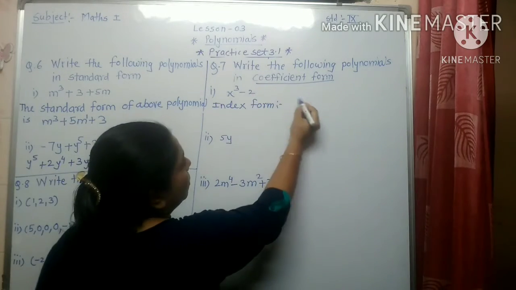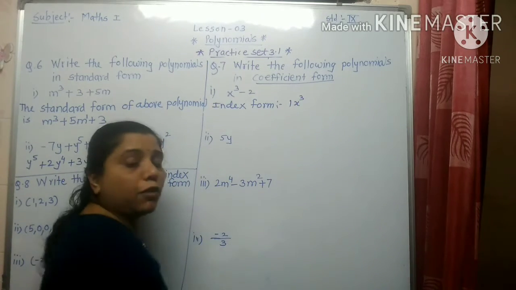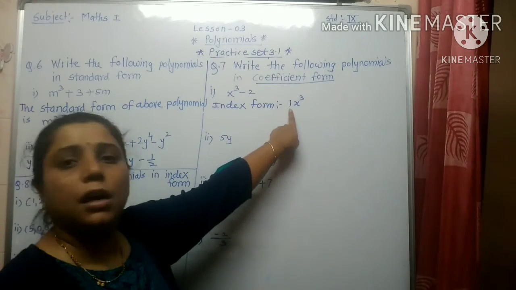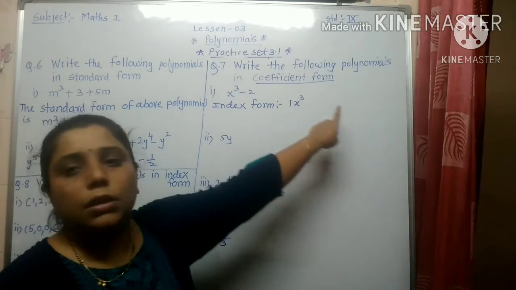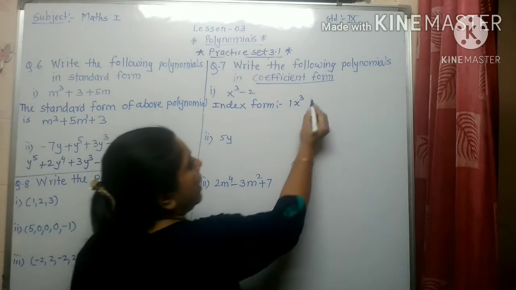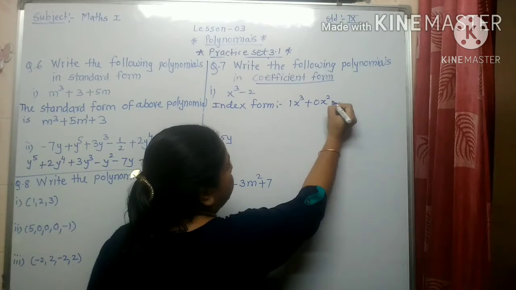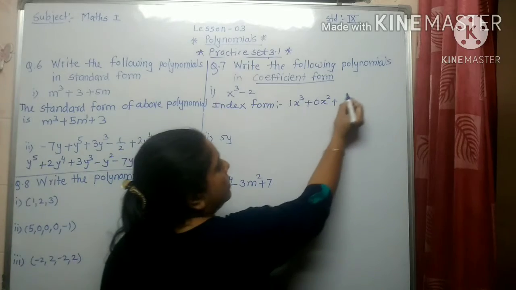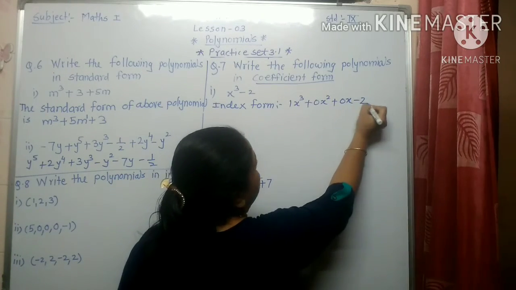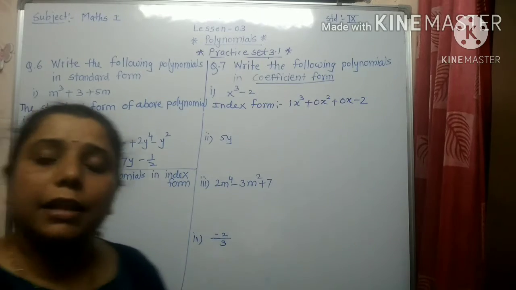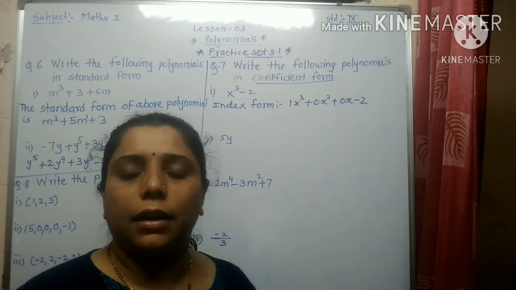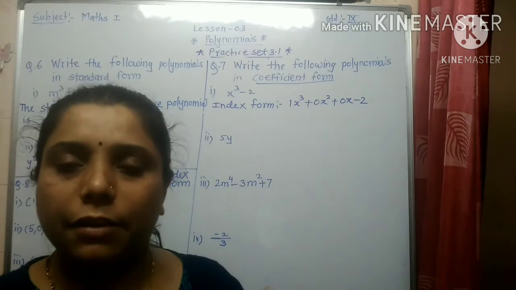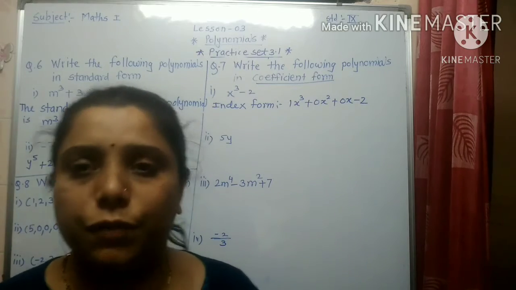Now here, x cube. So I will write 1x cube, because we are now focusing on the coefficient. If no coefficient is there, you write it as 1. Now the square term is absent, so I write plus 0x square. The x term is also absent, because only the last term is constant. So plus 0x and then minus 2. After writing the index form, you will get 100% accurate coefficient form. No mistake will happen when you write it in the coefficient form.